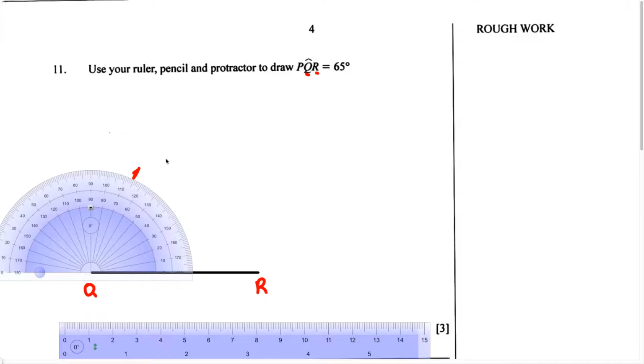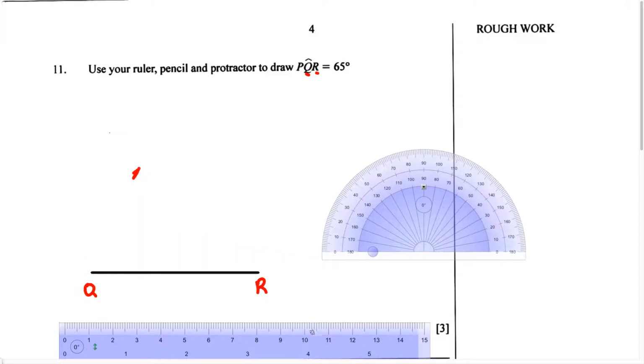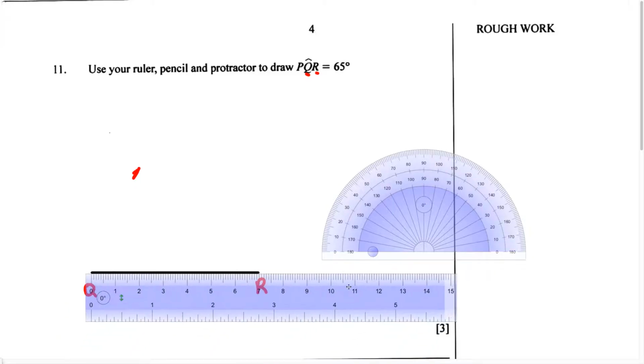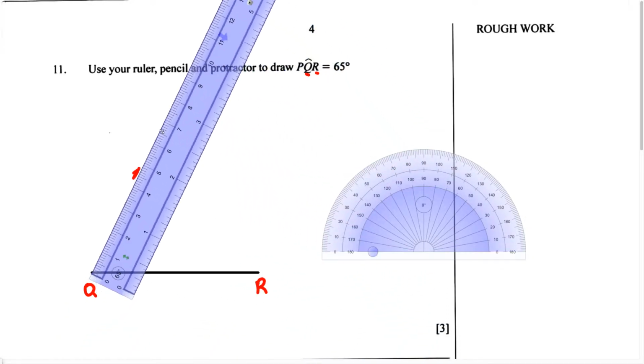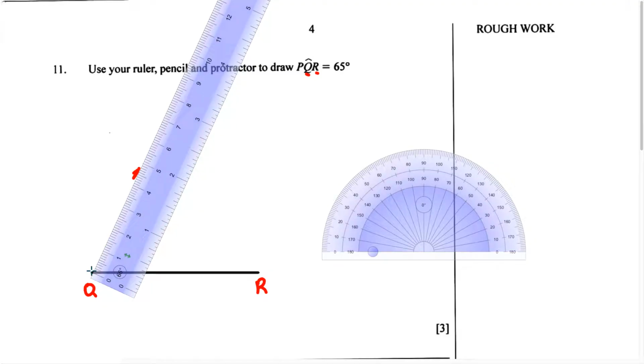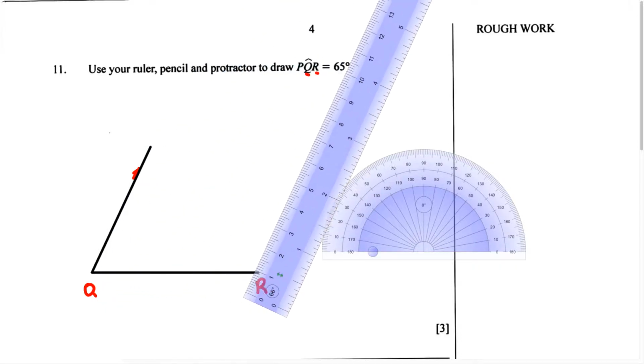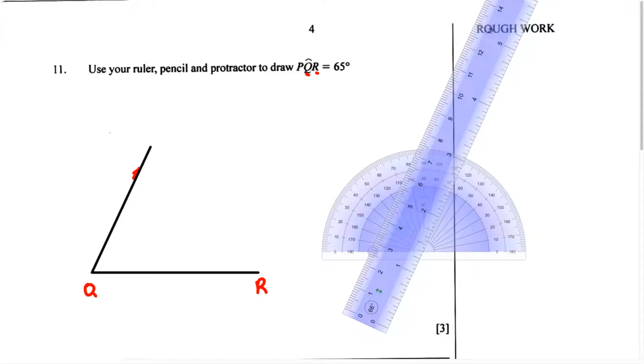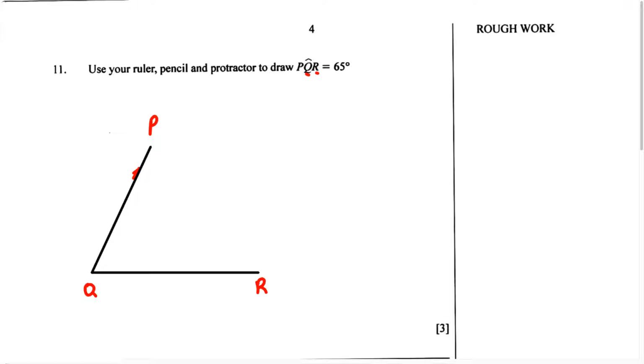Therefore, we're just going to move our protractor, get our ruler, and label up point Q with where 65 degrees is. And we're just going to draw a line through the 65 degree mark, starting at point Q. Now we're going to move our ruler. And now we can label point P. This is how you use your ruler, pencil, and protractor to draw an angle. Therefore, this angle right here is going to be 65 degrees.